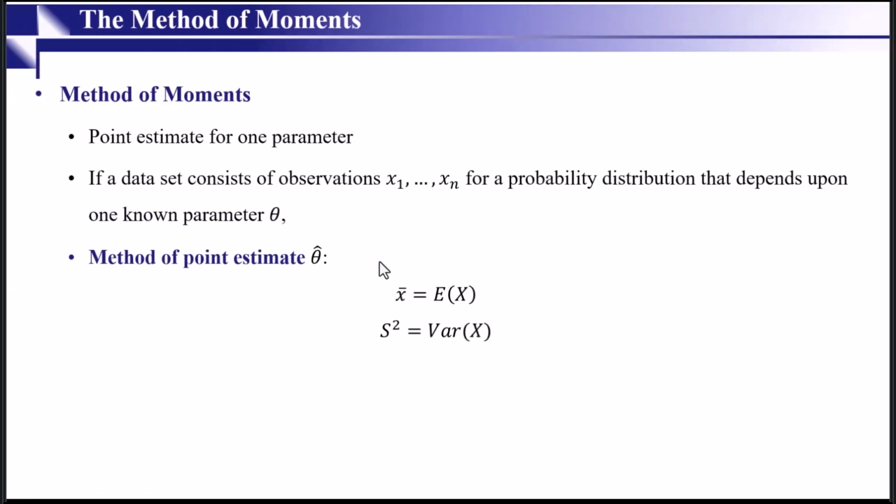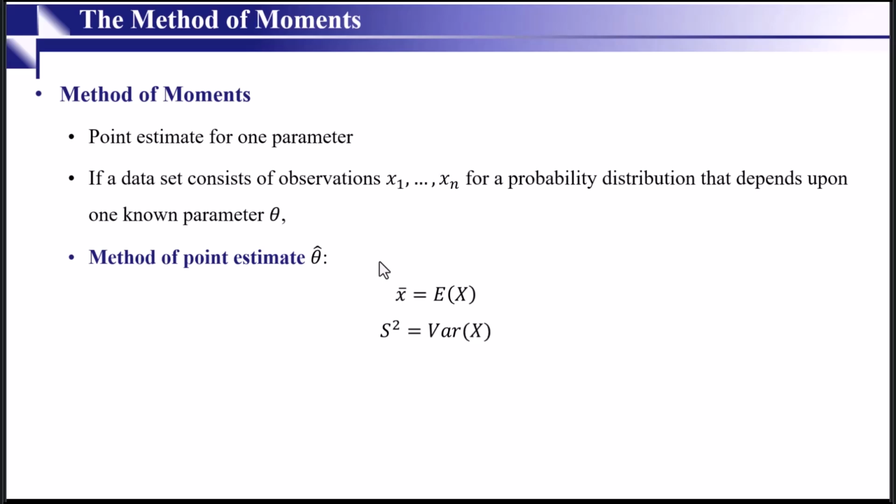So we are going to study the method of moments. So far, we studied the obvious point estimate for success probability, the population mean, and the population variance. It is often of interest to estimate parameters that require less obvious point estimates. In the case of method of moments, we estimate a parameter by equating sample moments to their population moments.